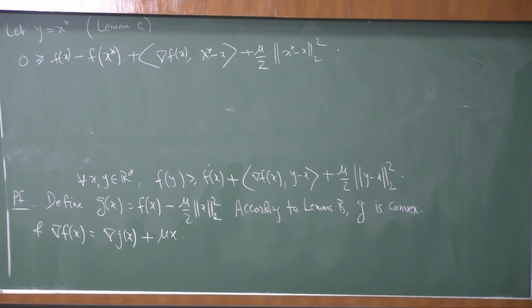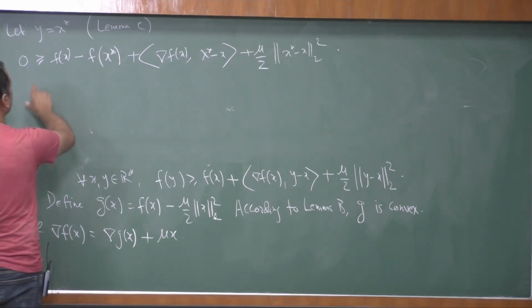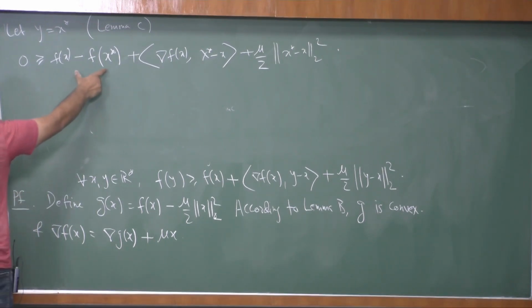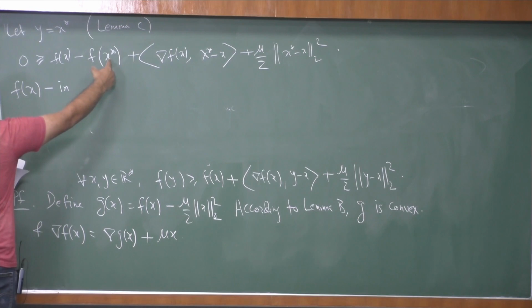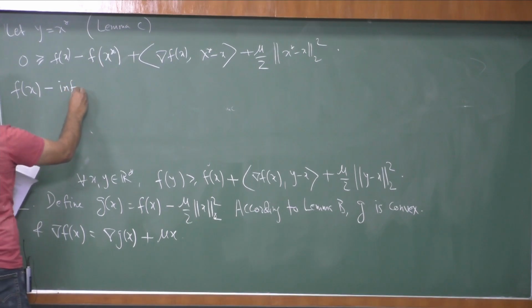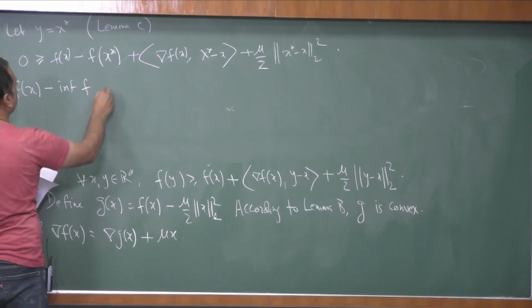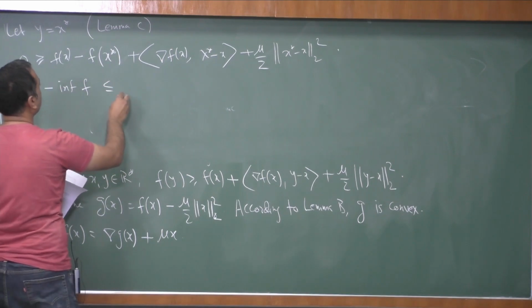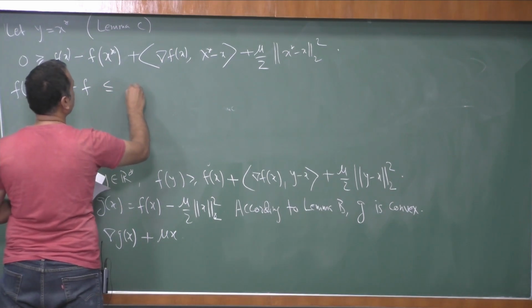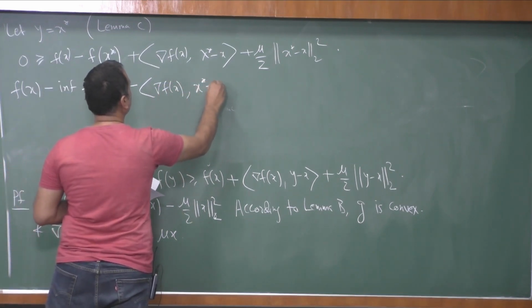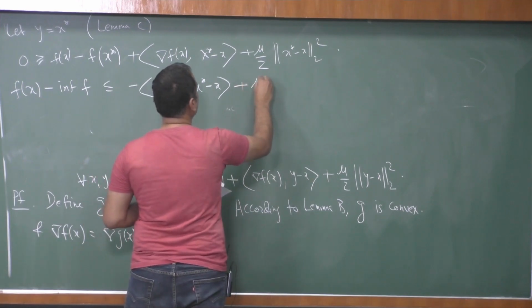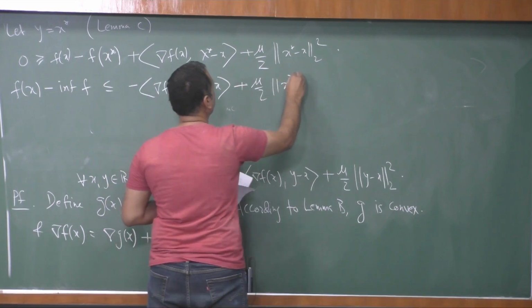So what to do next? We can simplify this a little bit. We move this over, and this is the infimum, right? So I rearrange now just to organize a little bit. This is f(x) minus the infimum of f, because that's the point where it found the infimum. The infimum of f is less than or equal to, and this is the negative of that, so negative of grad f(x) times (x star minus x), plus mu by 2 times the norm of x star minus x squared.